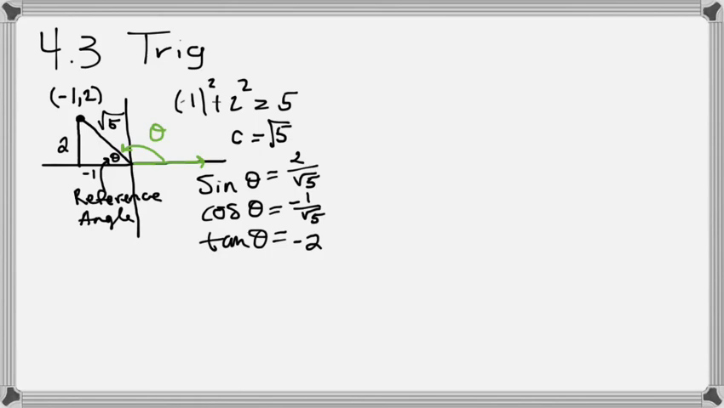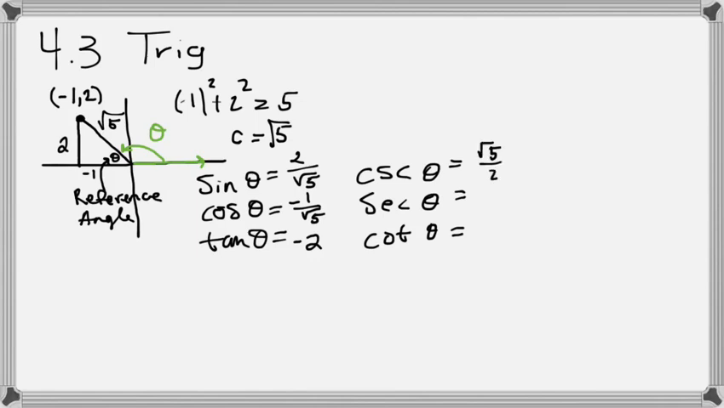So here we're going to have cosecant, secant, and cotangent. Whenever you can simplify, you always simplify. So what would be cosecant? Good. What about secant? Just the square root of 5. And what about cotangent? Good, -1/2.